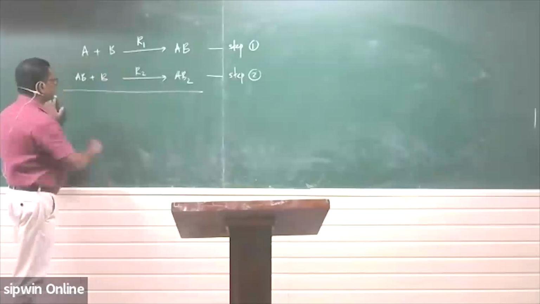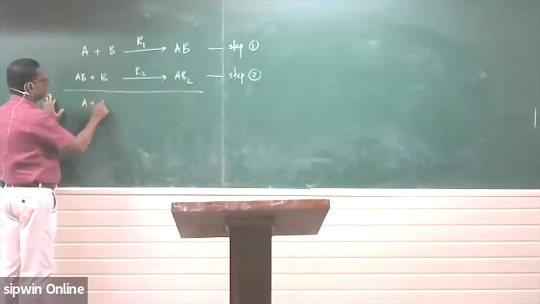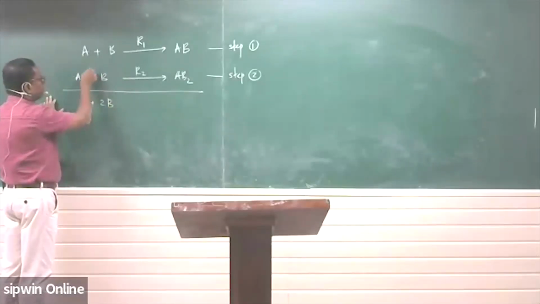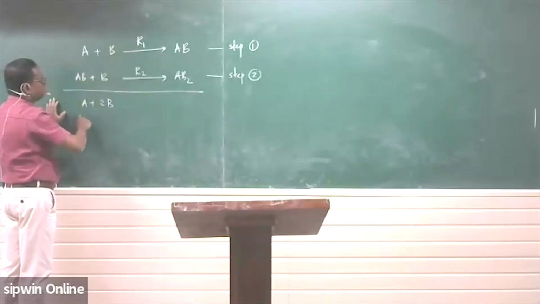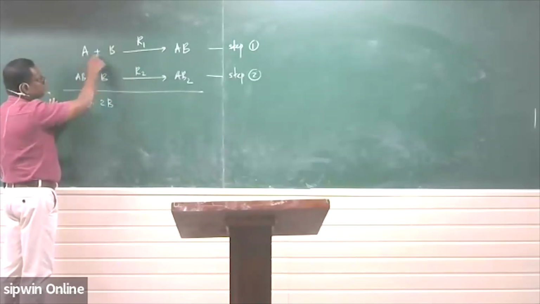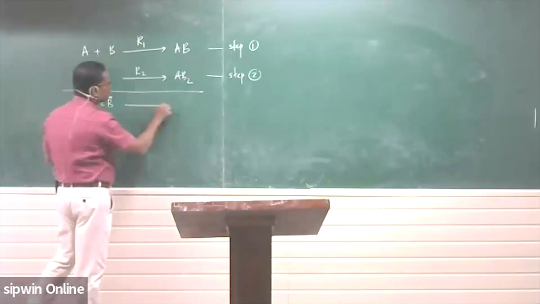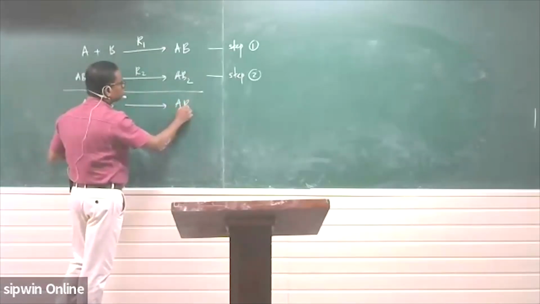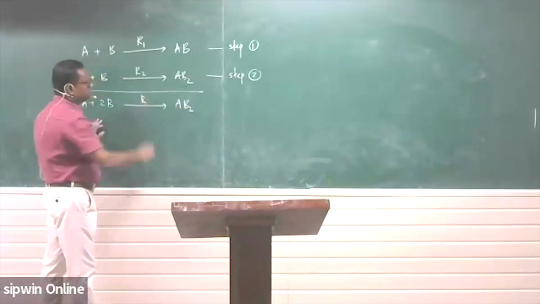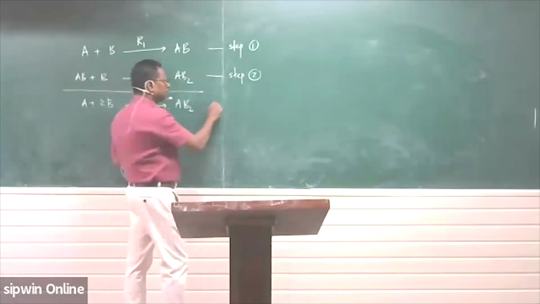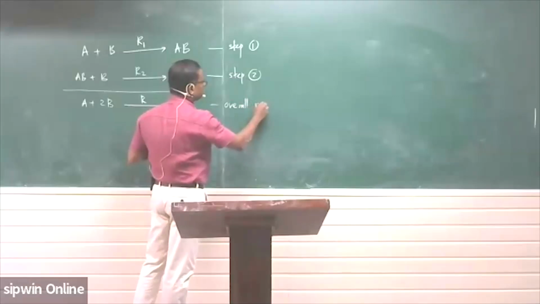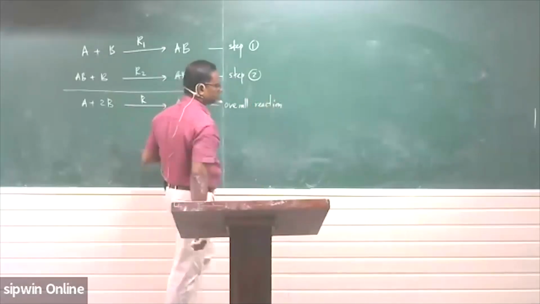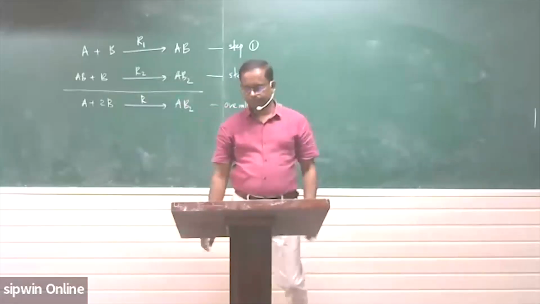AB cancels there. We get A plus 2B into AB2, with rate R. This is the overall reaction.